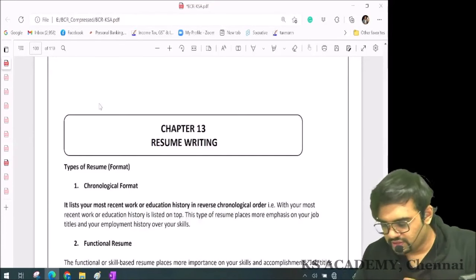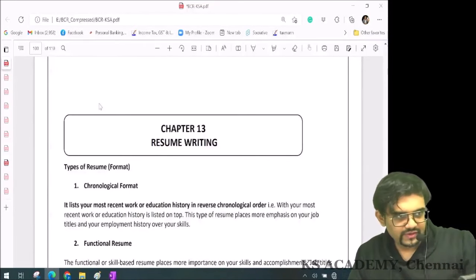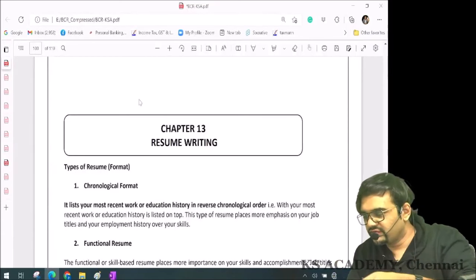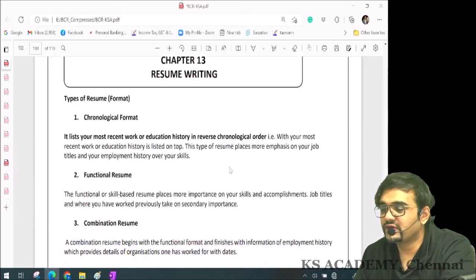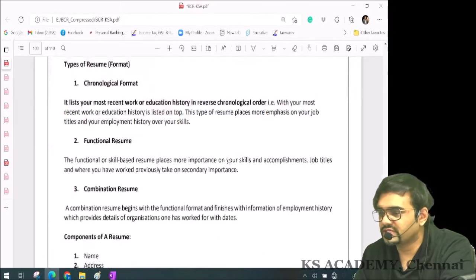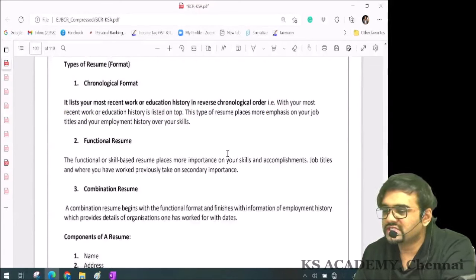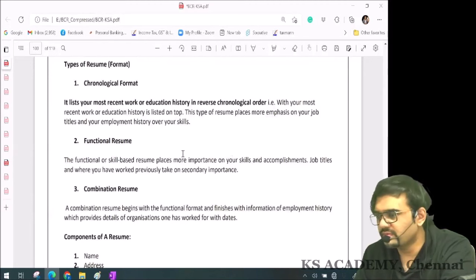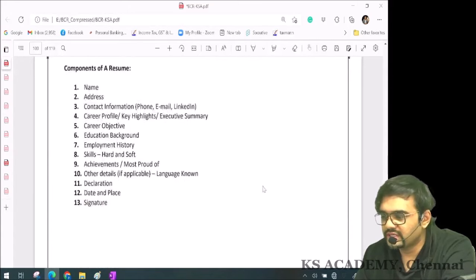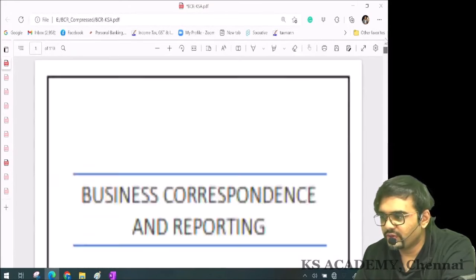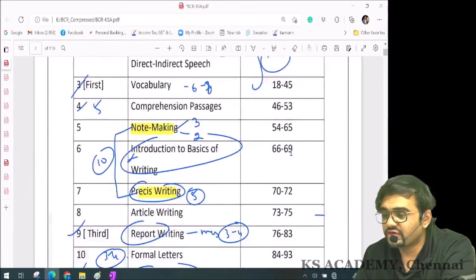Okay, so while writing the resume, we were discussing the various formats of resume. We did not discuss what formats as such, but there are 3 formats. Chronological format, where your most recent work or education history will be given first. Functional resume, then combination resume. 3 things are there. So we'll come to the resume part in a bit. We'll finish off 2 important areas, guys, which will come for 10 marks.